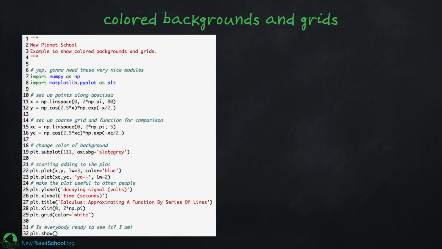Okay, then because I have kind of a dark background with that slate gray, I also change the grid here. Usually I just do plt.grid and then I have open and close parentheses. I don't tell it anything. Now I want to tell it something. I want to tell it to make the grid white. And I want to make it white because I have a dark background. So let's see what that looks like.